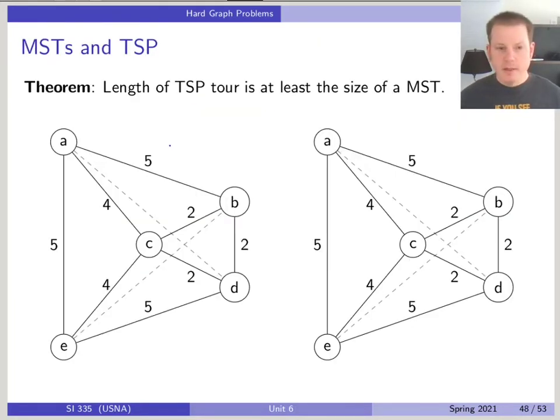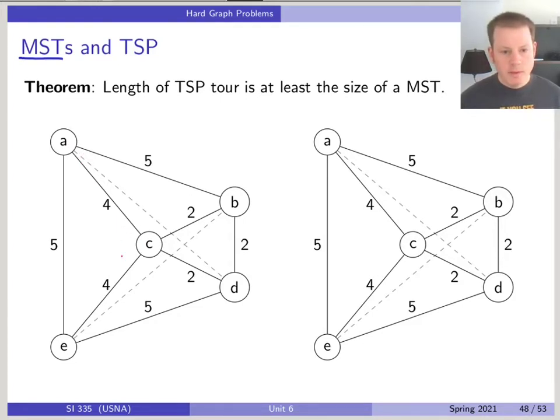So the first thing we want to think about is, how bad could it be, and how does this relate to other problems? And so there's an important connection, just like there was a connection between matchings and vertex cover, there's an important connection between minimum spanning trees, that's MST, and the traveling salesman problem. So here's an example graph. We're going to use this a bunch to think about some of these TSP results.